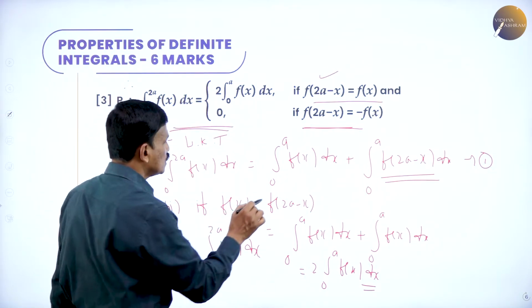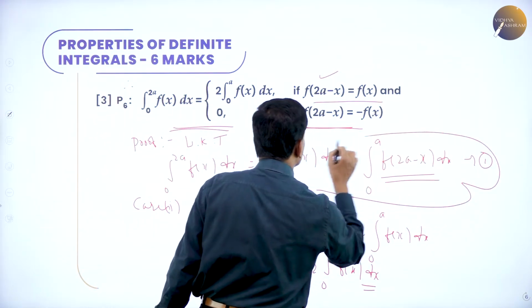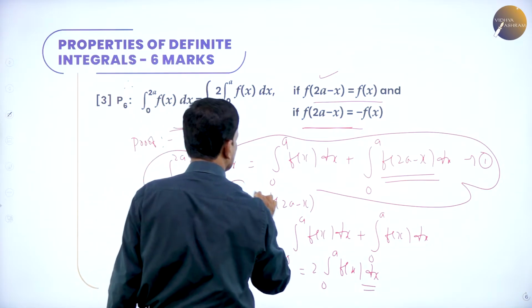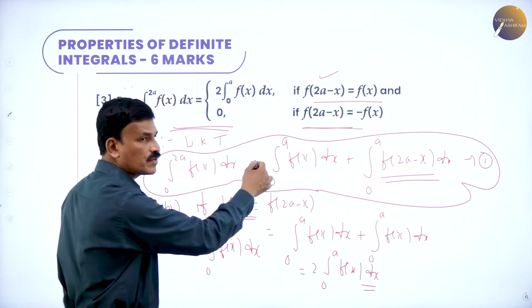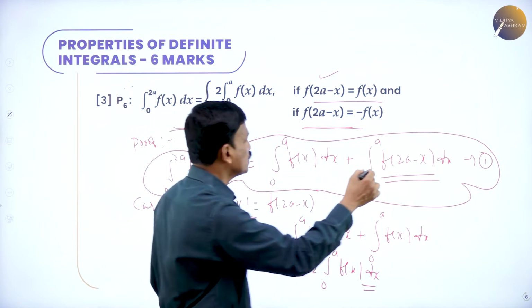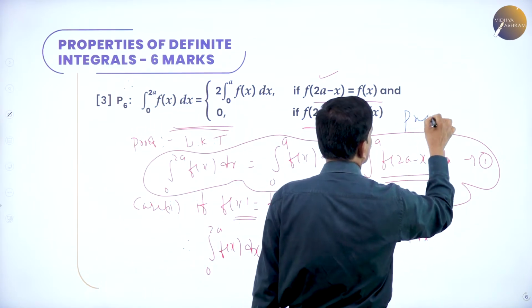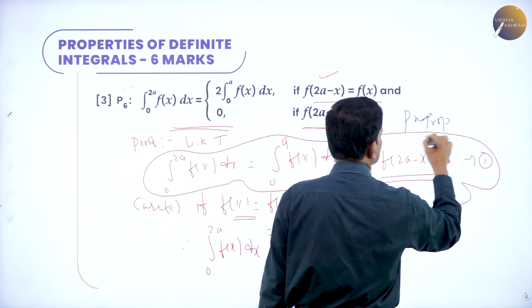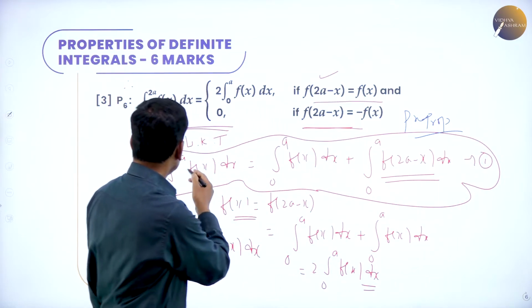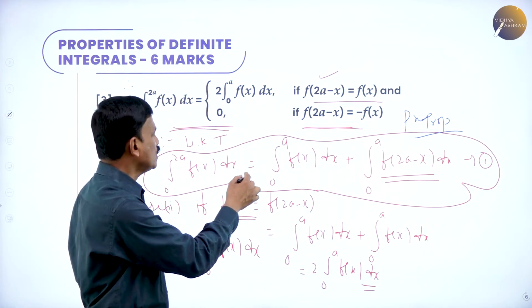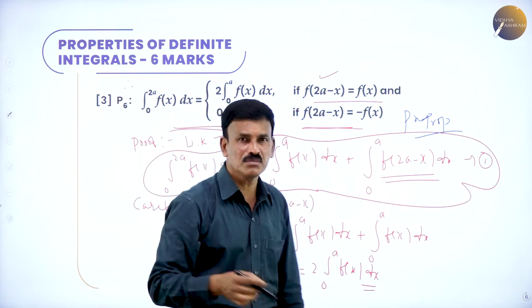That's it. This is a very important property, you should remember it. The very important step is, from the previous properties, you should keep in mind that integral 0 to 2a f of x dx is equal to 0 to a f of x dx plus 0 to a f of 2a minus x.